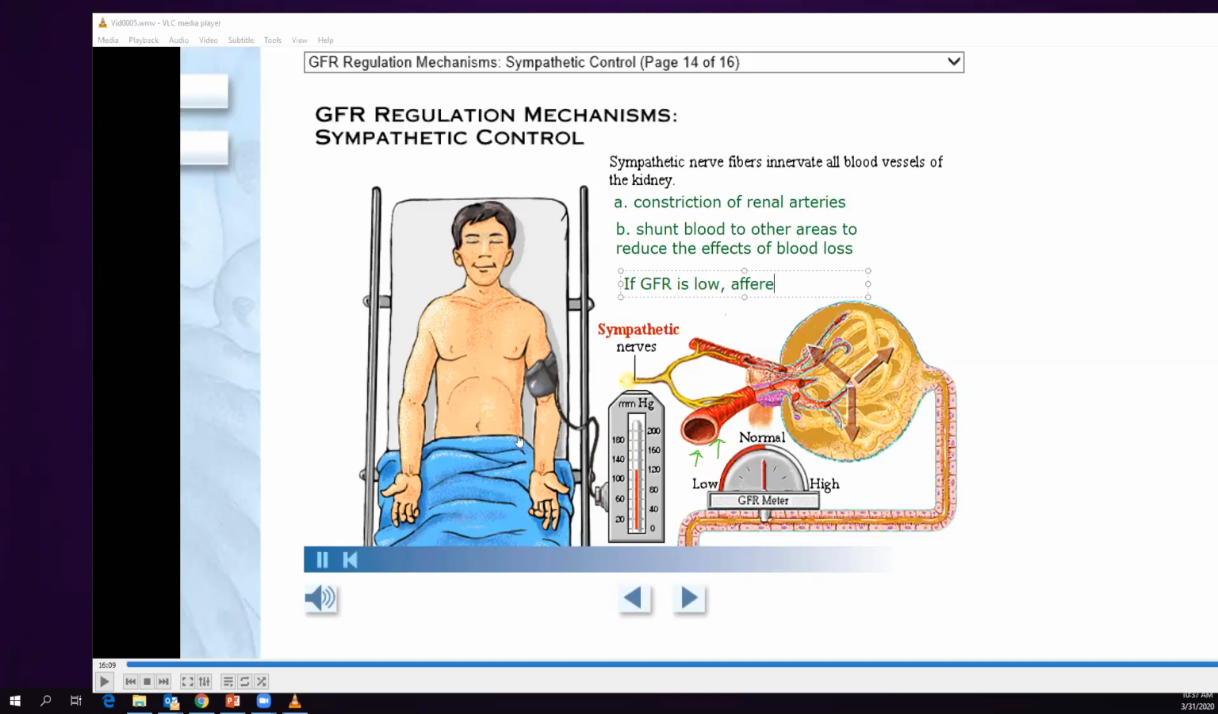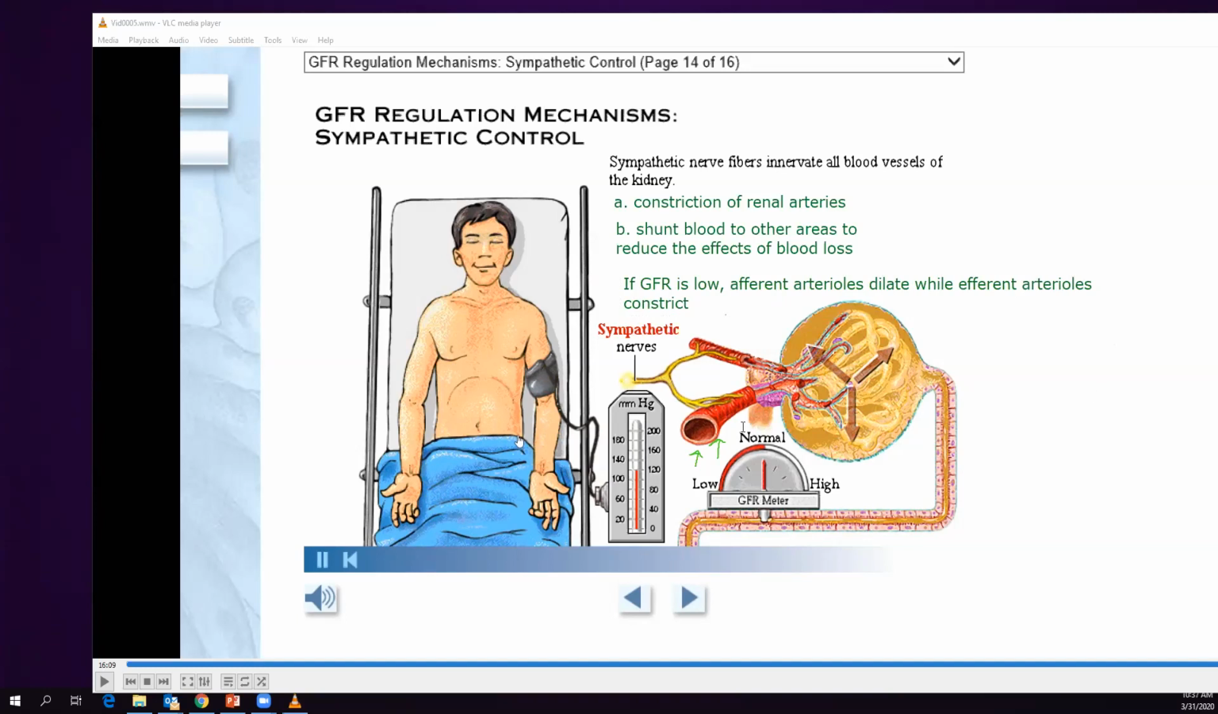So if GFR is low, afferent arterioles dilate while efferent arterioles, oh my gosh, I can't spell that, constrict. And so why would constriction of the efferent arterioles be good? Well, because now we're keeping blood longer.